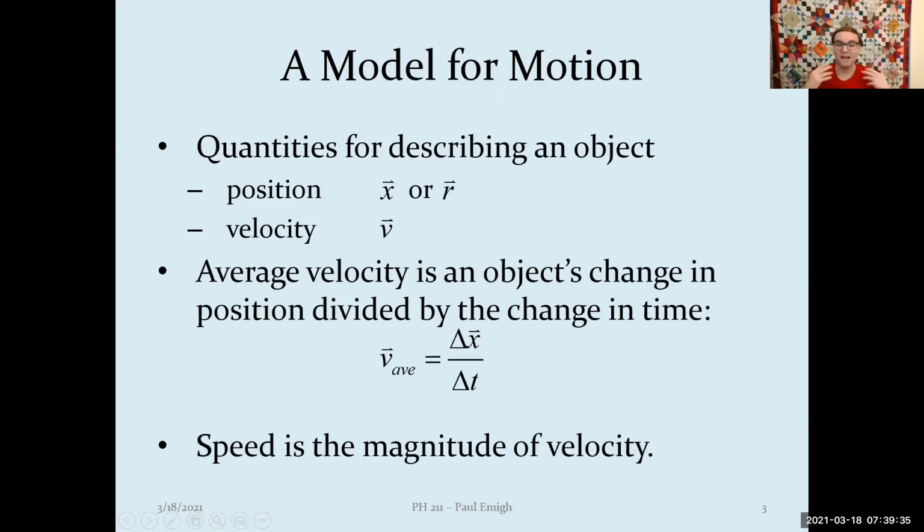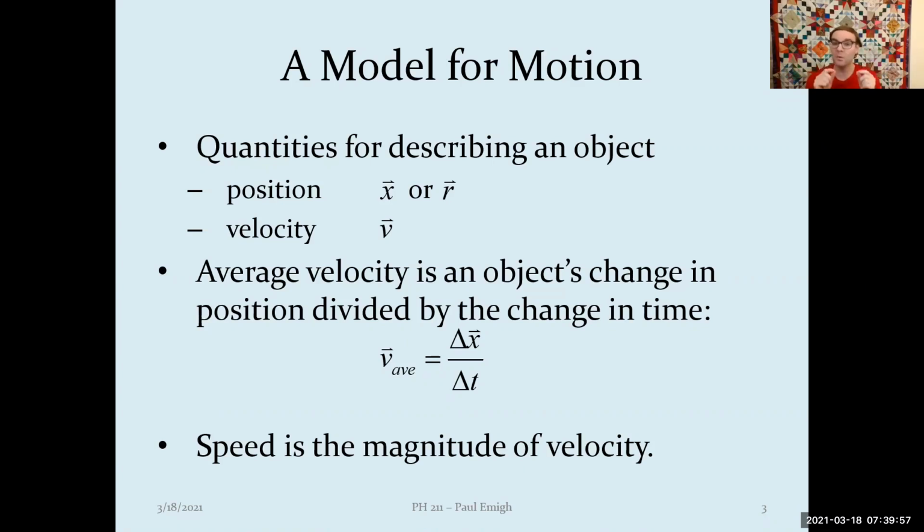And we're going to start filling out the knowledge that we have about how motion works. One thing that we already know right away, because we used it in our description, is that we're going to need some quantities for describing an object. The two major quantities that we talked about so far are position and velocity.